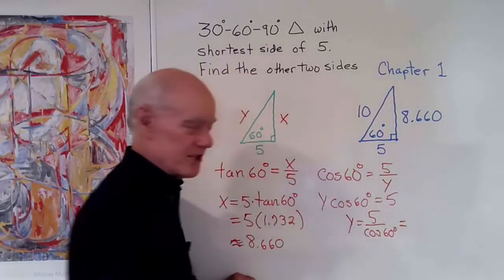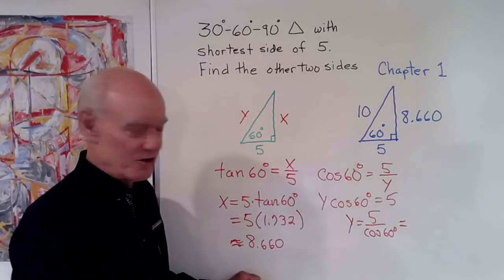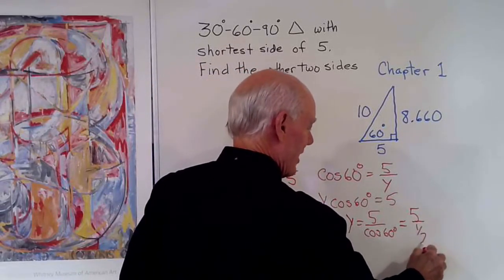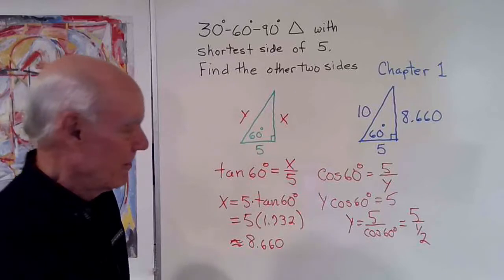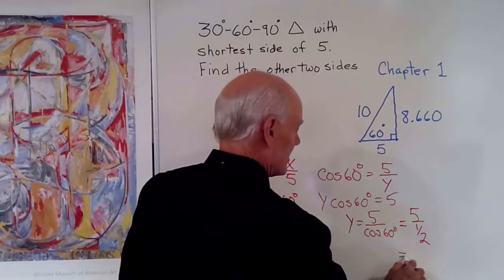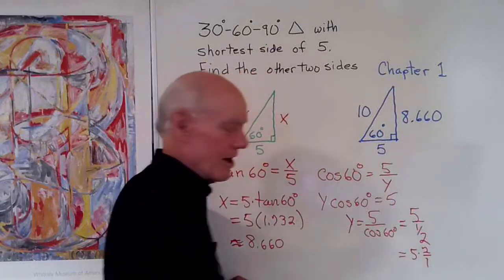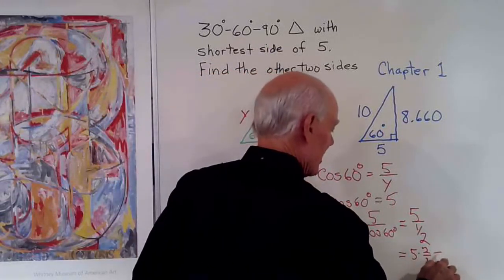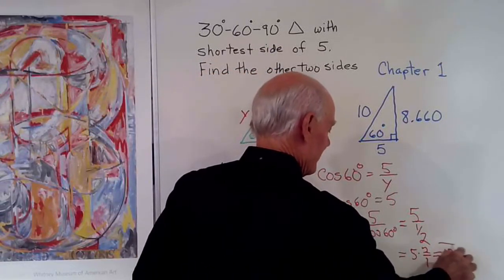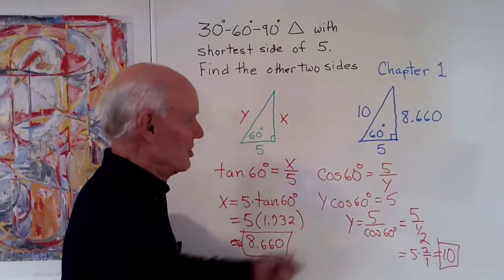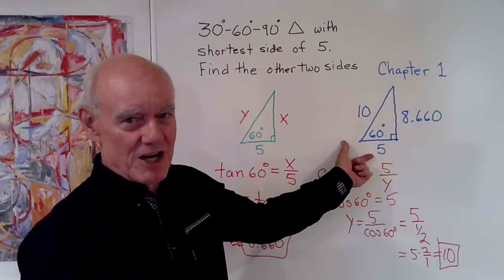And I know from my exact values that cosine of 60 degrees is 1/2. So it's 5 divided by 1/2. So 5 divided by 1/2 is the same as 5 times the reciprocal of 1/2, which is 5 times 2 over 1, which turns out to be 10. So that comes out to be 10. That's exactly what we got in chapter 1.